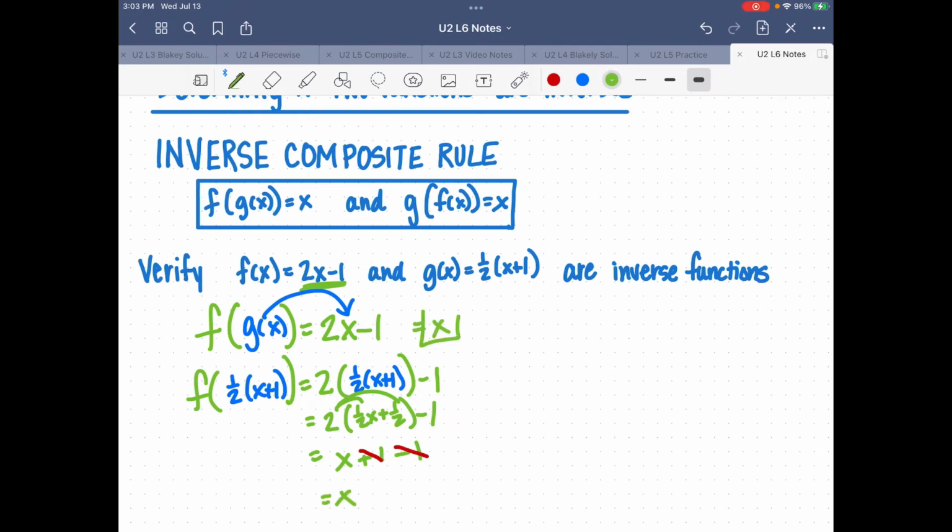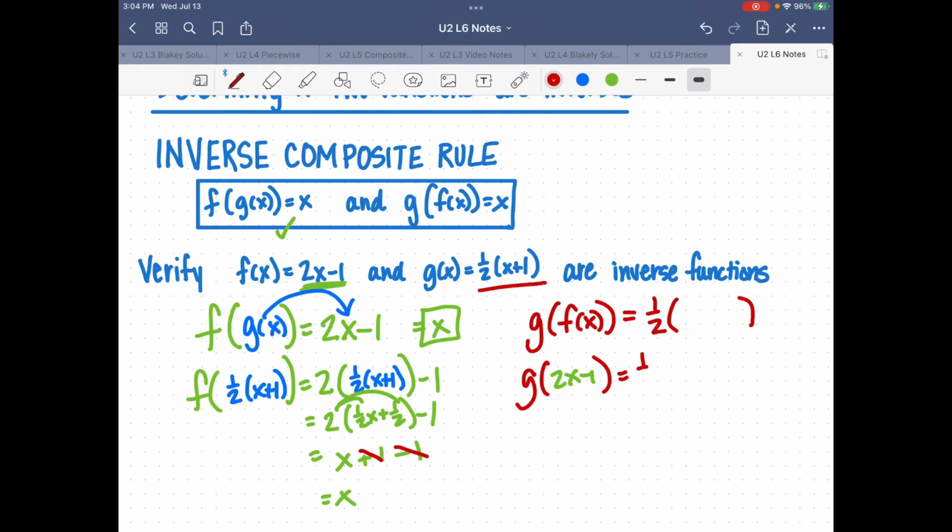Okay, so we're starting with the g function. I've got 1/2. Now then for x, I'm substituting in f of x. So I'm really substituting in 2x minus 1 for x. So I get 1/2, and I need to put in 2x minus 1 plus 1. Now then, all I need to do is simplify and prove that I get x.